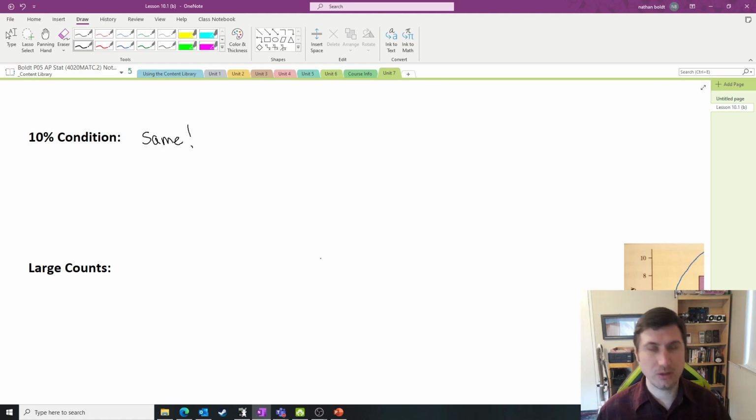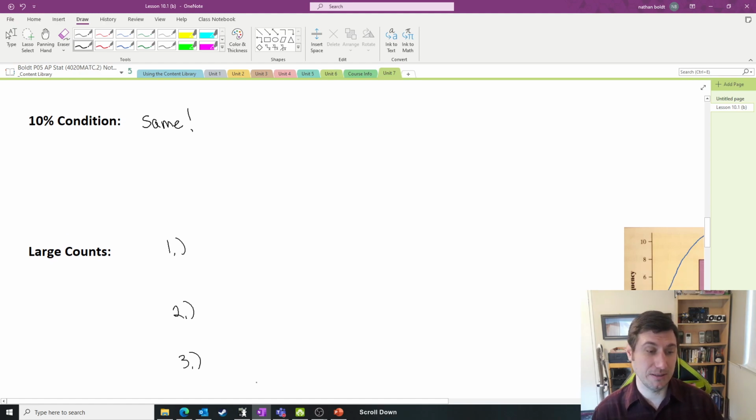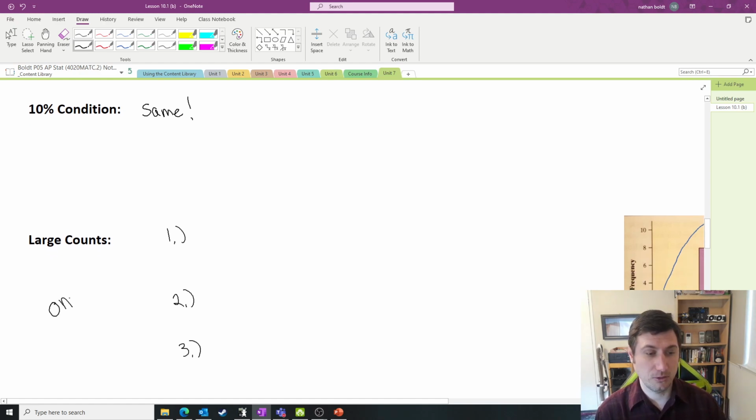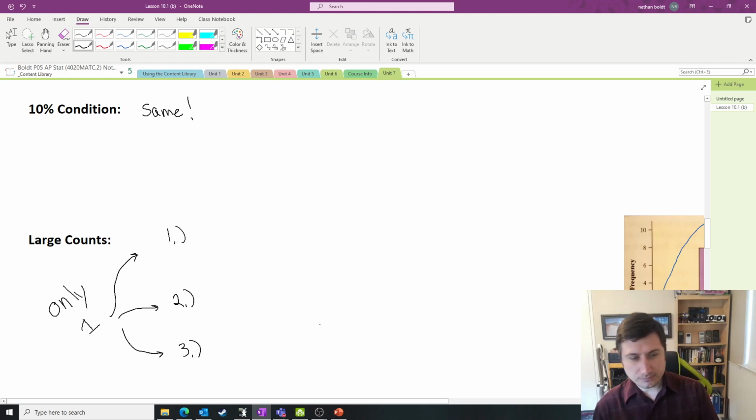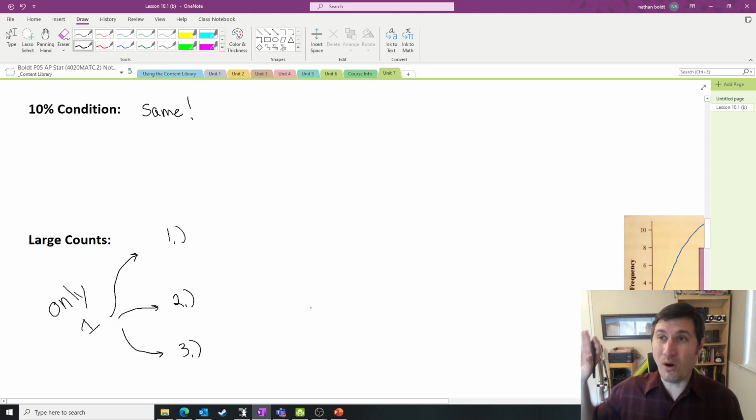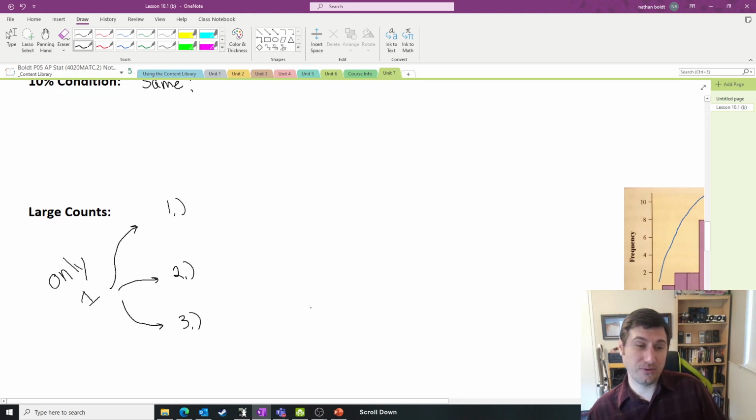So, what are we to do? Well, for large counts, there's 3 possibilities. You only need one of them, but there are 3 possibilities. Only one is necessary. Now, remember, let's take a trip back for a second. Do we know why we need the large counts?